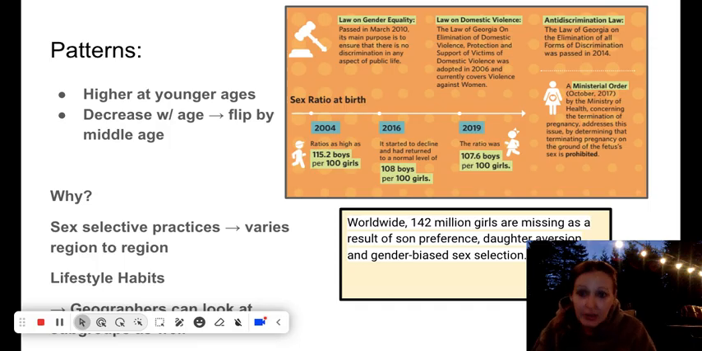females. So usually more males in youth, more females in older age. So why is that? Like I mentioned, a big reason could be sex selective practices, and it varies region to region. Also, lifestyle habits are often why females live longer.